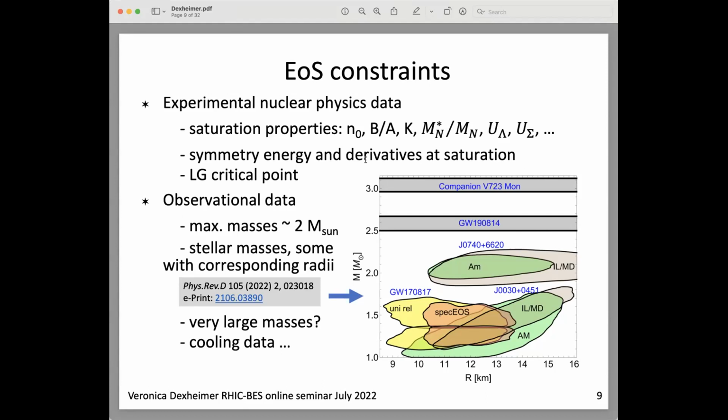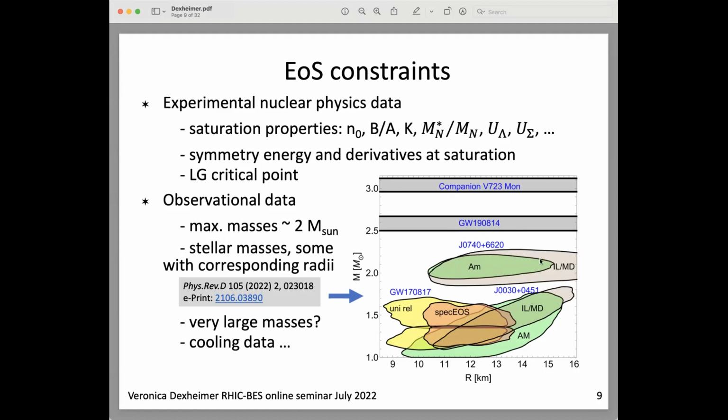And then, of course, observational data. A very important one, the most important one in my opinion, is that your model has to fulfill the 2 solar mass constraint. Until recently, that was just a mass constraint. But if you look here in this compilation that was done by Hang Tan, you can see that now we have a radius attached to a 2 solar mass constraint.